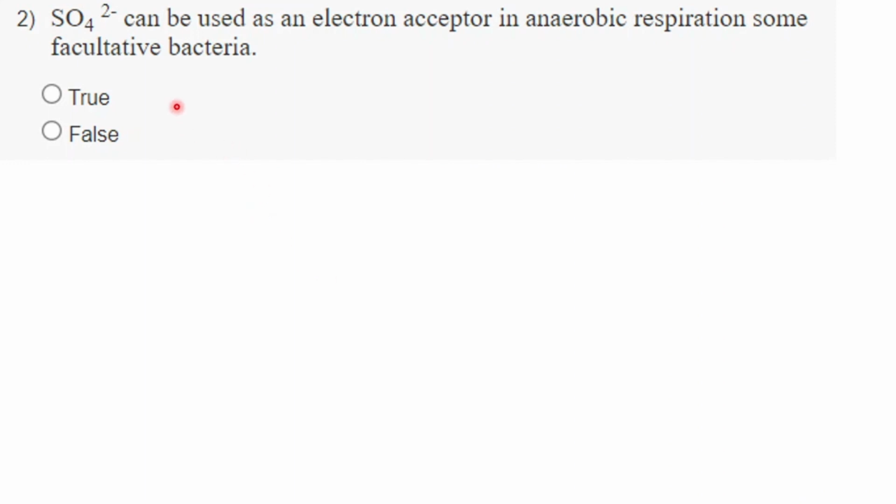The next question is, SO4 minus can be used as an electron acceptor in anaerobic respiration by some facultative bacteria. Anyone?